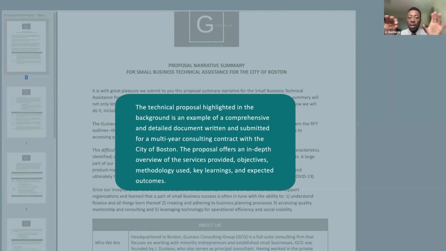Secondly, looking at methodology. When I actually did this, the methodology discussed in the proposal outlines the process by which services will be provided, including the tools and techniques that will be used to achieve some of these objectives. Moving on to the key learnings. The key learnings discussed in the proposal provided insight into the potential benefits that the city can expect from Gustavo Consulting Group. And finally, the outcomes, right? The outcomes help to establish a very clear understanding of the expectations, and provide a basis for measuring the success of consulting over time.